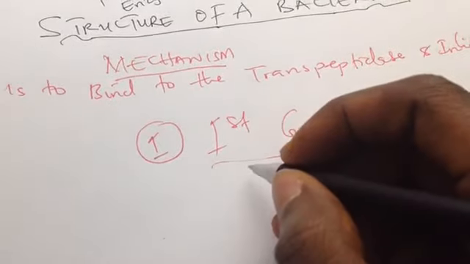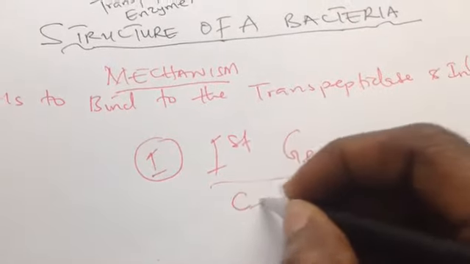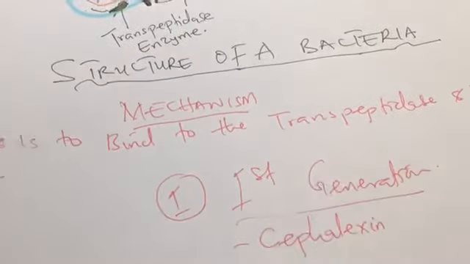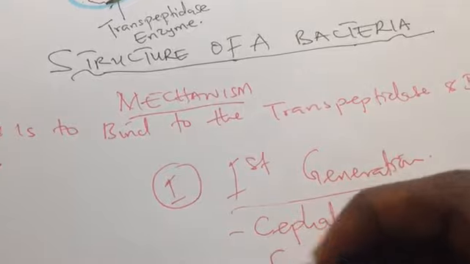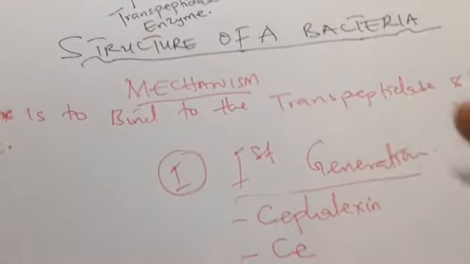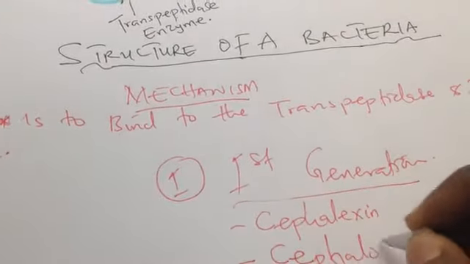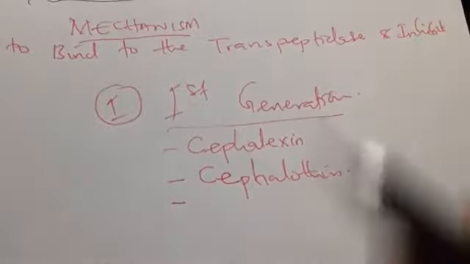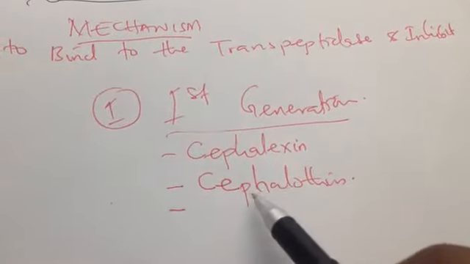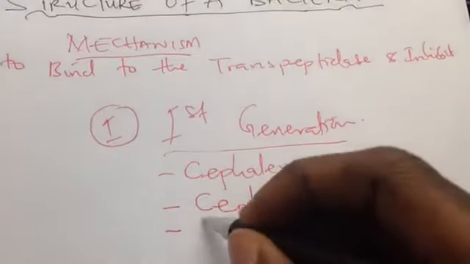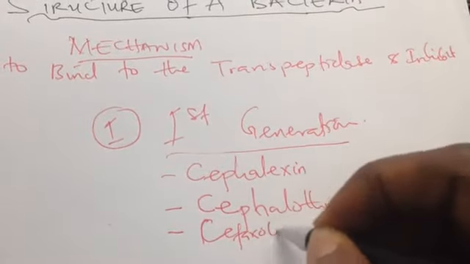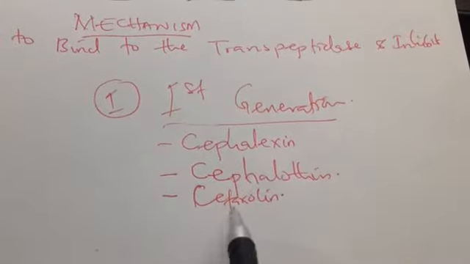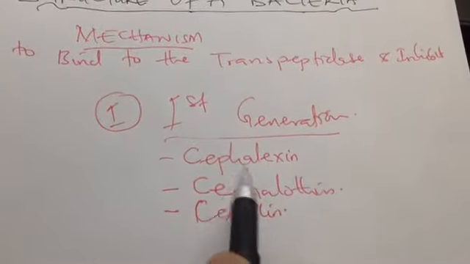For example, we have cephalexin. We have another drug called cephalothin. But we have a drug which is a first generation cephalosporin but does not have this ph, which is known as cefazolin. So this is cefazolin. This is the only cephalosporin that does not have this ph.